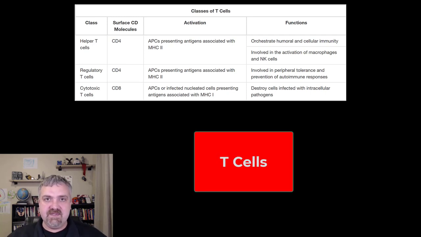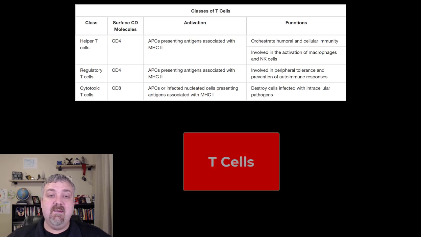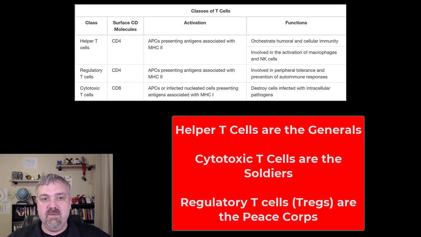So T cells are a type of lymphocyte. We've covered the natural killer cells already, the NK cells. We'll cover the B cells here in the next video. So here's the kind of the story I like to tell when we're dealing with our T cells.